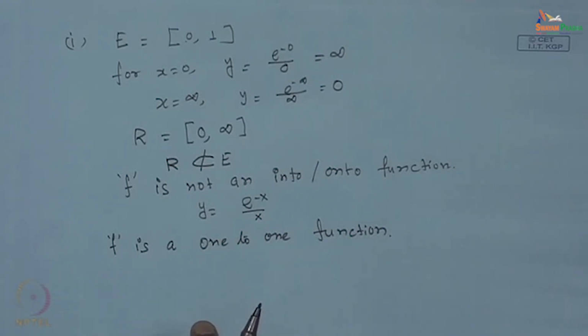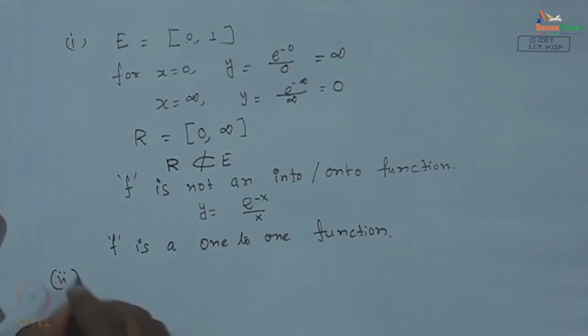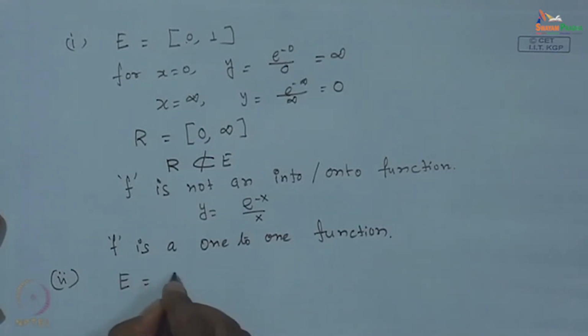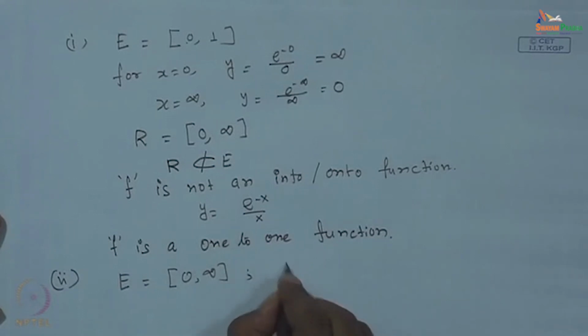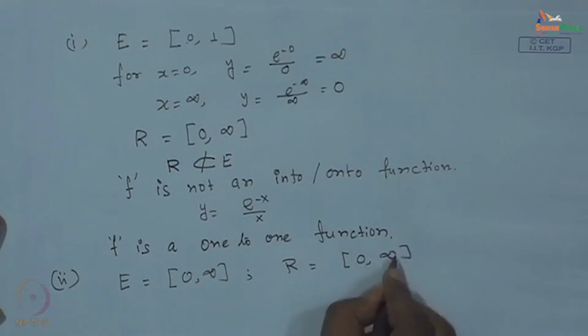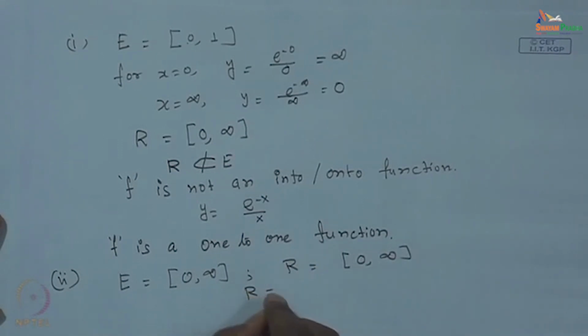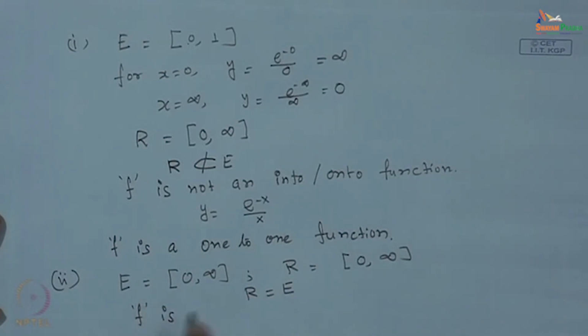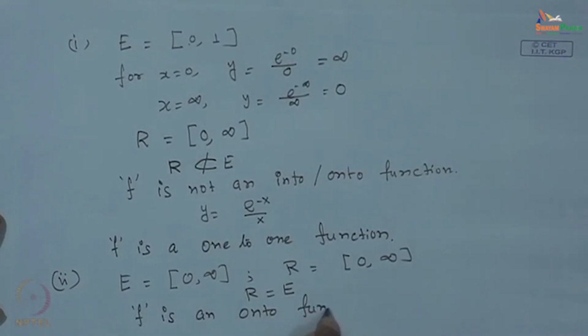Now, in case 2, our E is 0 to infinity, and we have already proved that our range is also from 0 to infinity. So, in this case R is exactly equal to E. Therefore, f is an onto function, and of course, it is 1 to 1.